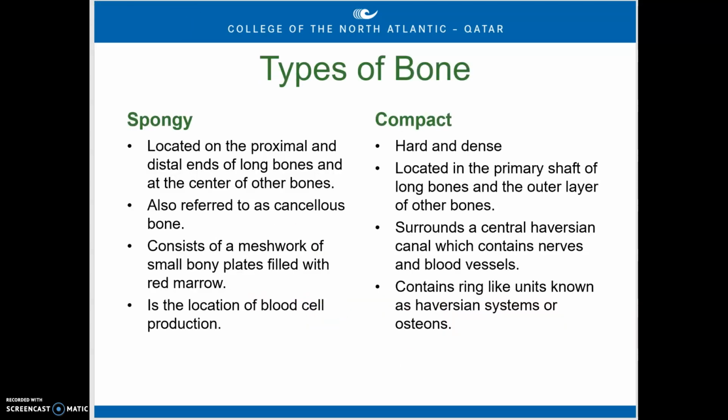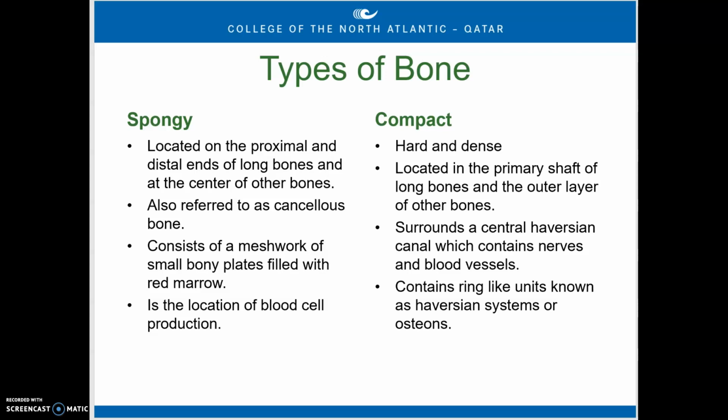Alright, so just have a look at a couple of aspects of each one of those types of bone tissue. Let's talk about the spongy bone first. So that's located on the proximal and distal ends of the long bones, and also in the center of most other bones. So this is, like I said, the stuff that we can refer to as cancellous bone. So it's a network, a meshwork of small bony plates, and in between those bony plates we'll find the red bone marrow. Okay, and the spongy bone is where we'll find the production of most of our red blood cells, and then some of the white blood cells and the platelets, like we discussed yesterday.